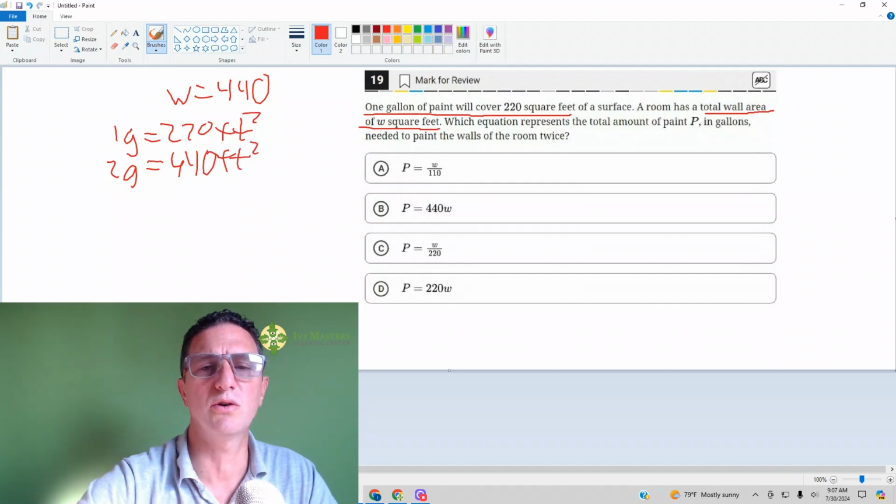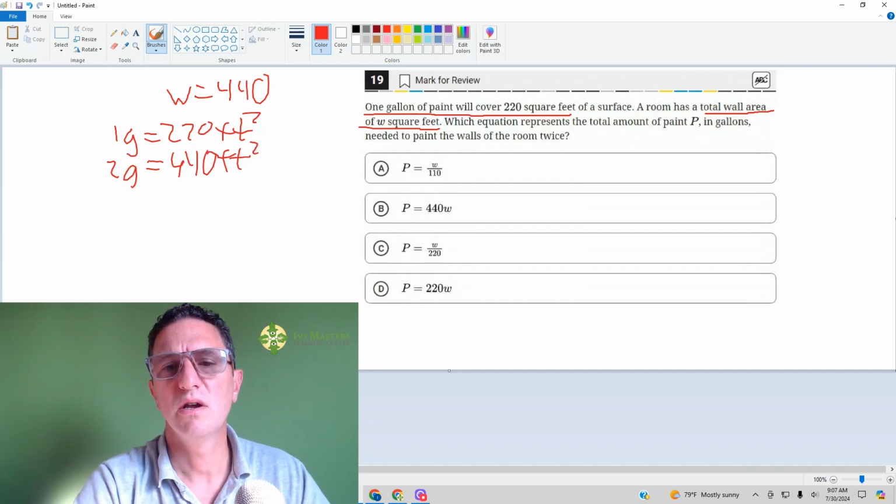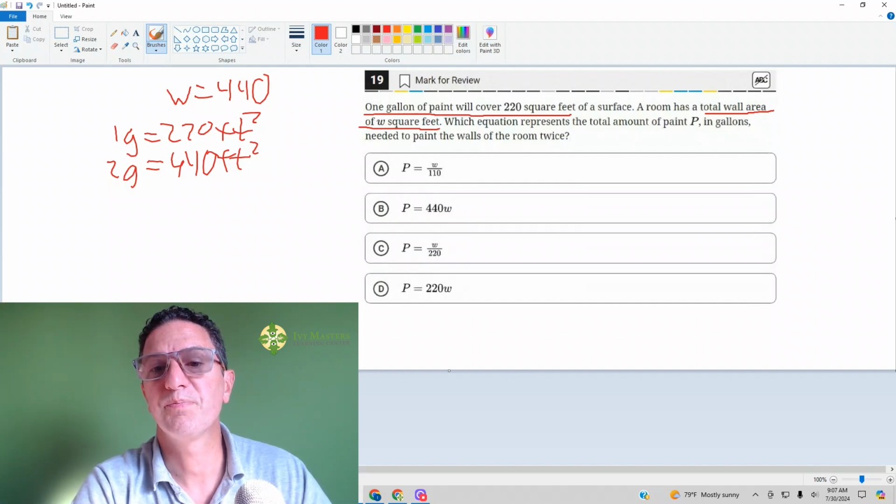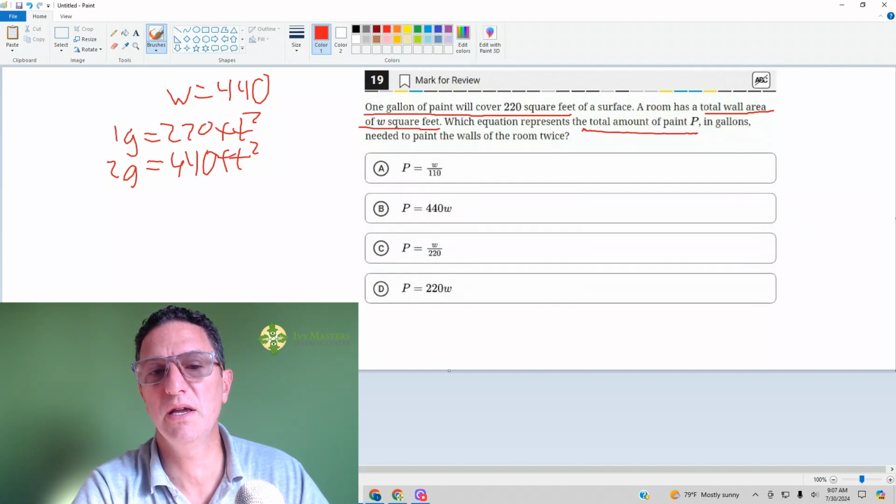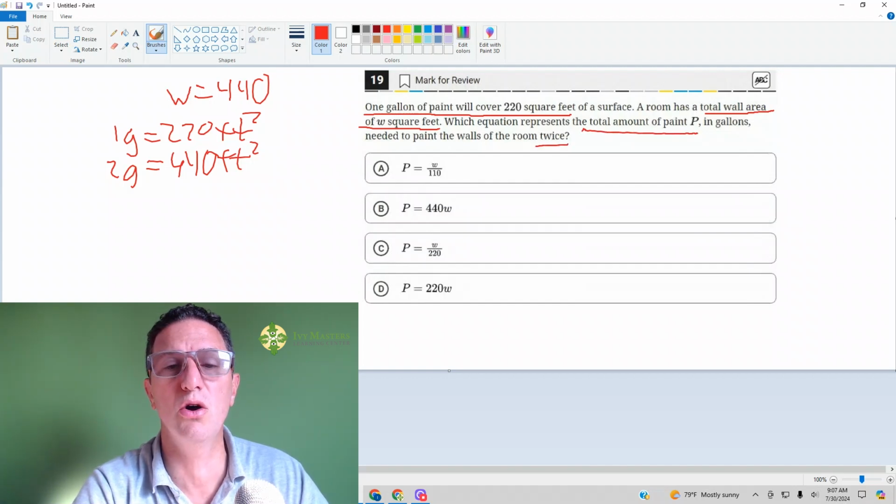Now notice what I'm doing also. I'm doing this in pieces as I go. Then I'm going to read the question part. Now I'm anticipating the answer. Which equation represents a total amount of paint? Total amount of paint is P, in gallons needed to paint the wall of the room twice. Oh, boom, I've got to paint it twice.